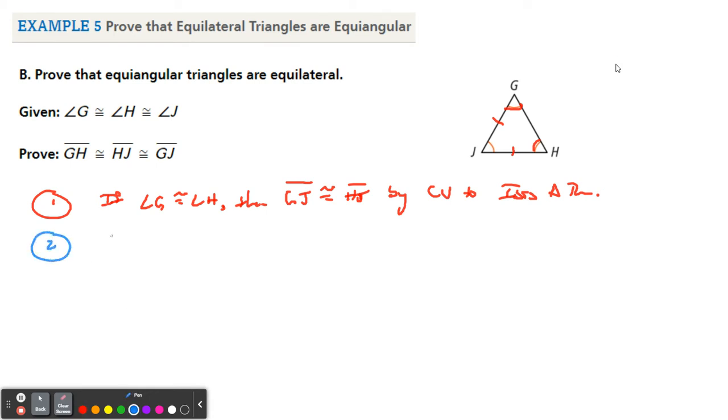All right, step 2 is very similar. So now we say if angle H is congruent to angle J. So now we're looking at H and J. So now this bottom side is the base. Then GJ and GH would be the congruent sides. Then GJ would be congruent to GH by the converse to the isosceles triangle theorem.